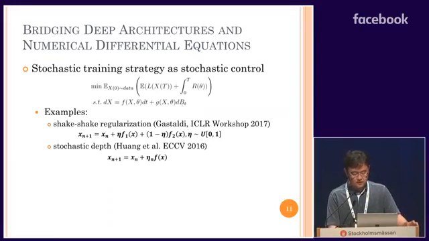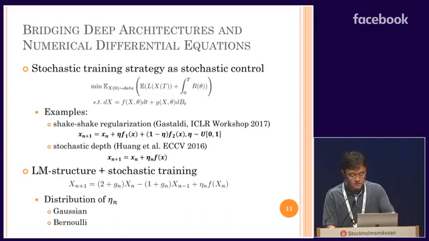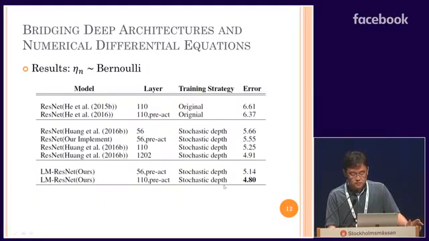Now with this stochastic control point of view, we can use the same linear multi-step structure to discretize it, and you can use either Gaussian or Bernoulli noise when applying it on the blocks. What you can see is that we can achieve comparable accuracy with Huang's previous results, but at only 110 layers, while they're looking at over 1,000 layers.